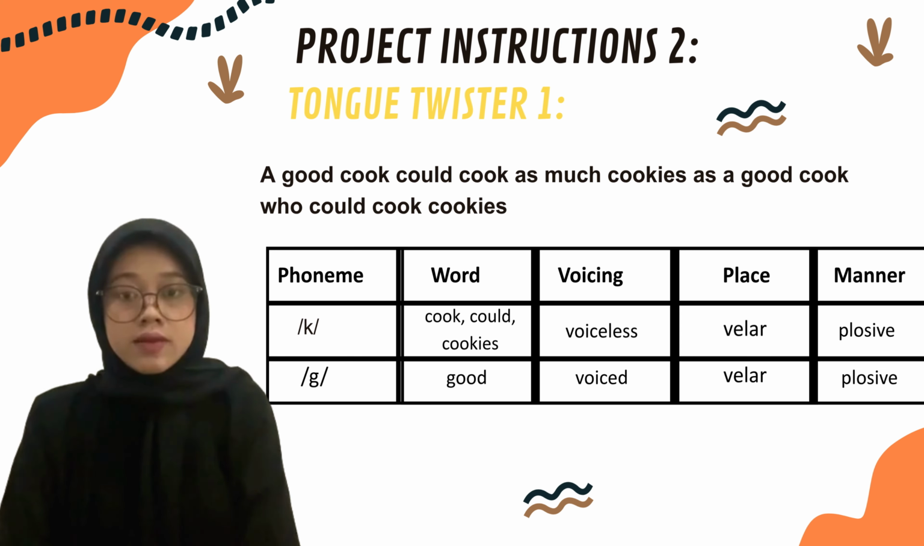Tongue twister 1. A good cook could cook many cookies. A good cook could cook cookies. Phoneme k: the words cook, could, and cookies. Voicing: voiceless. Place of articulation: velar. Manner of articulation: plosive. Phoneme g: the word good. Voicing: voiced. Place of articulation: velar. And manner of articulation: plosive.